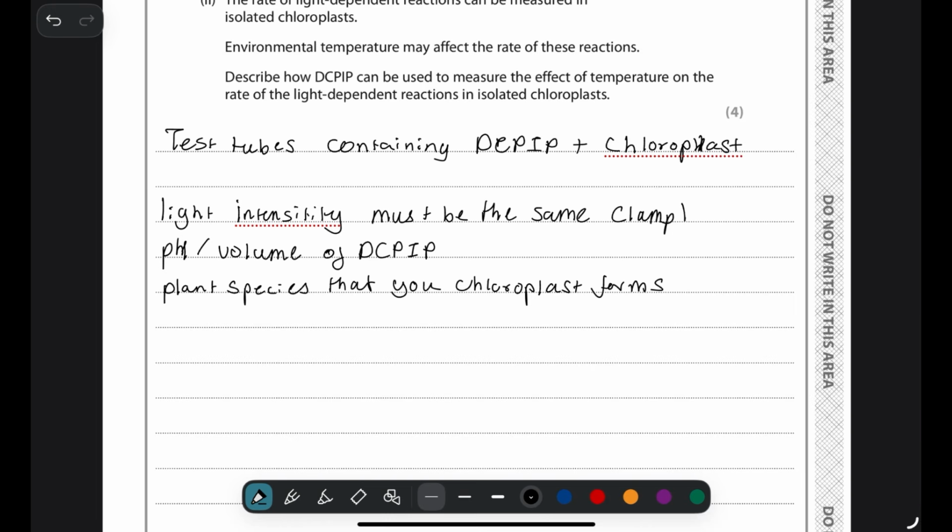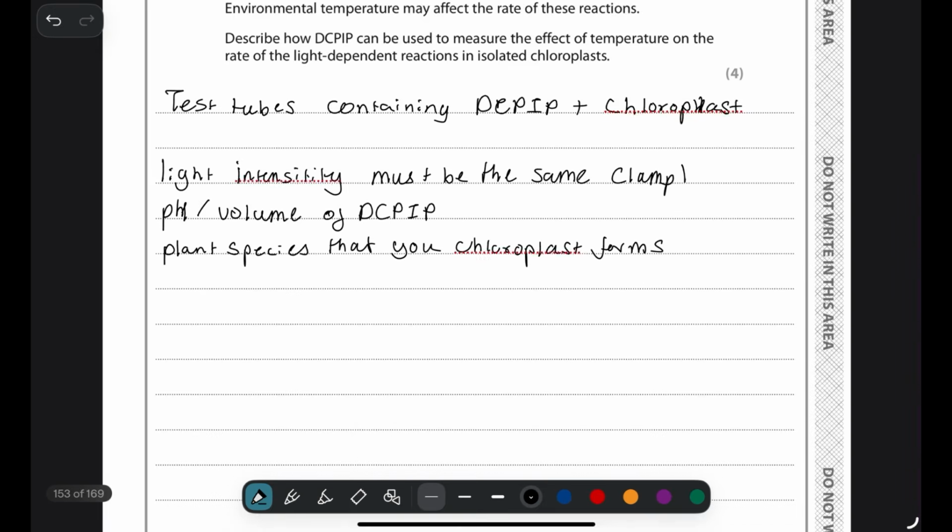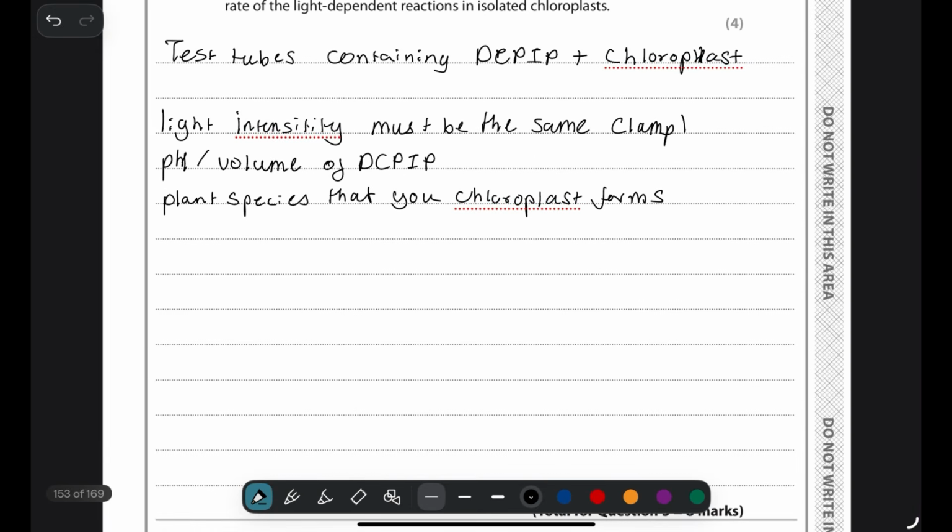And the more past papers you do, the more you'll see what kind of things to say in a question like this. And then finally, it's all good doing that, but we need to think about how we're actually going to test the rate of photosynthesis in this. Well, you just need to see the time taken for DCPIP to decolorize.